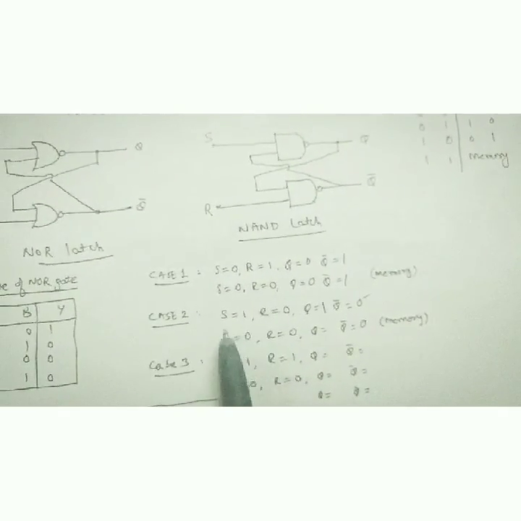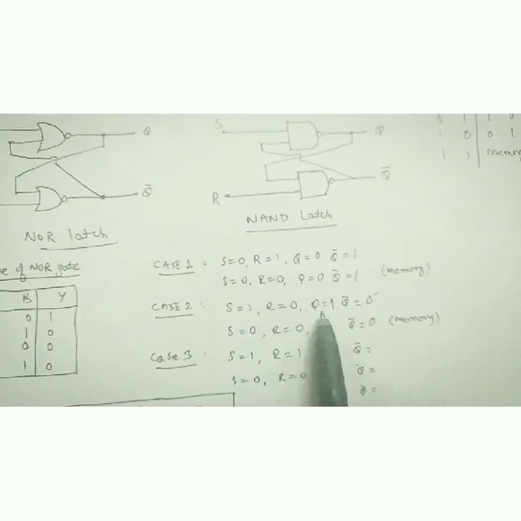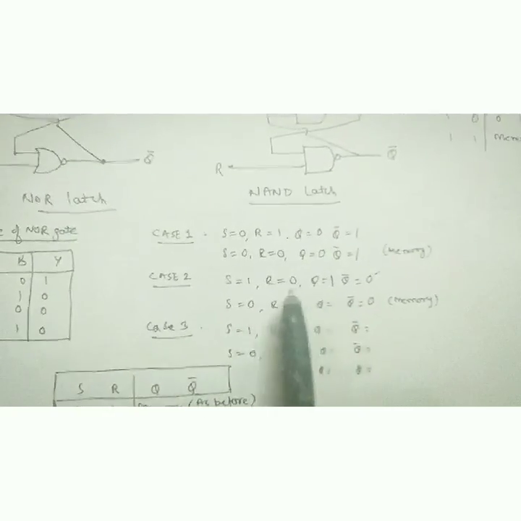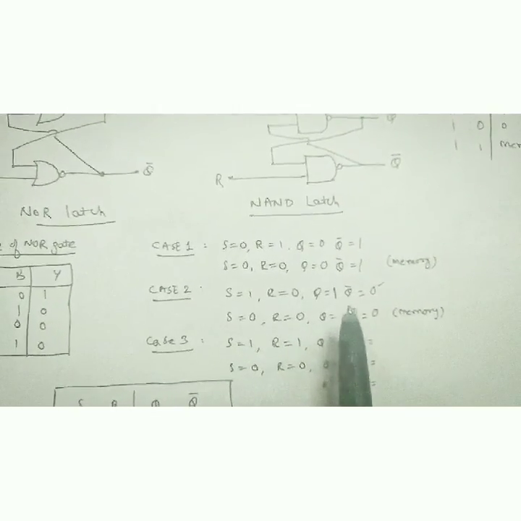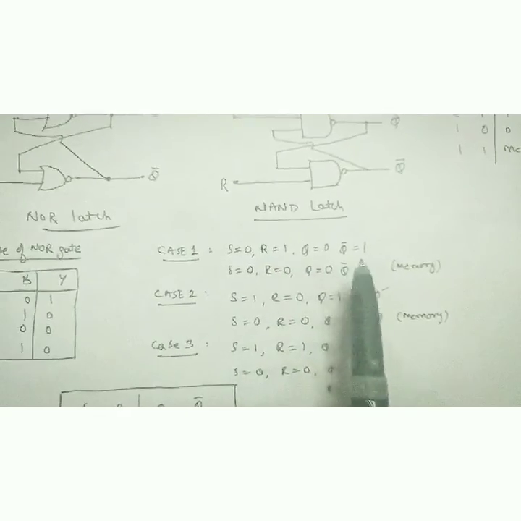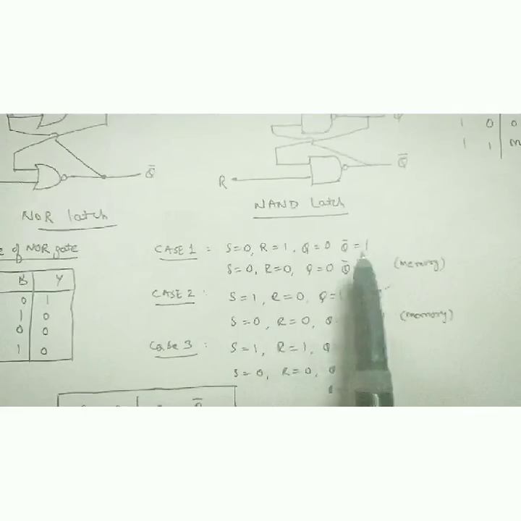So this is what in case 2, when S is equal to 1, R is equal to 0, we are getting Q is equal to 1 and Q bar is equal to 0. This is also known as the flip-flop or this latch is set, and in case 1 it is known as the latch has been reset in this particular case.